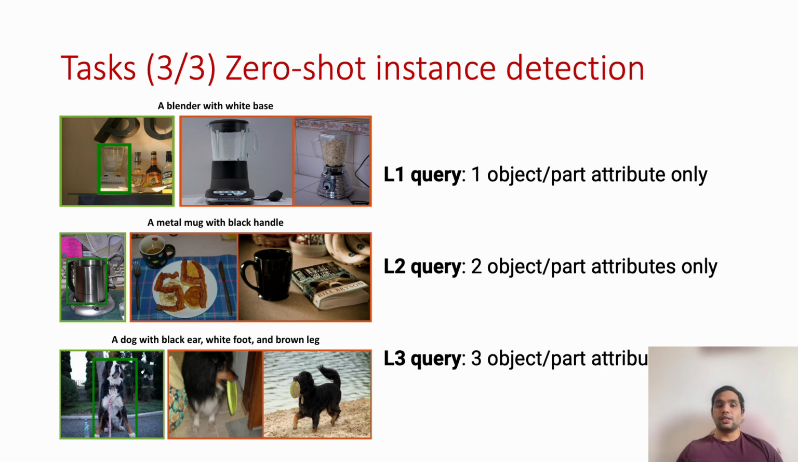We have queries spanning 3 levels of complexity. Level 1 queries have only one attribute. Example, a blender with white base where the attribute is white. For this query, we have a positive image along with the bounding box for that specific instance, along with a bunch of distractor images shown in red here. The distractor images do not contain any instance corresponding to the query. Similarly, we have level 2 complexity queries with 2 attributes, a metal mug with black handle, and level 3 queries with 3 attributes, a dog with black ear, white foot, and brown leg.